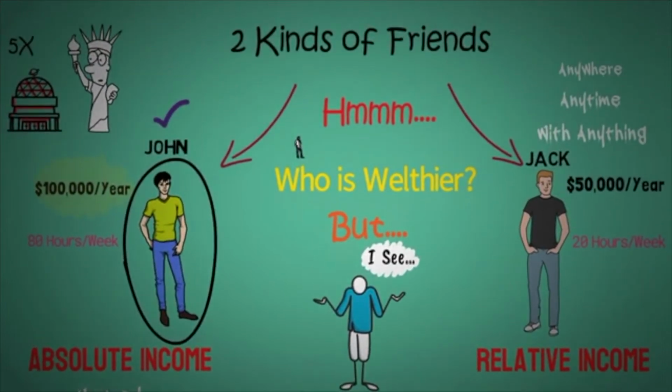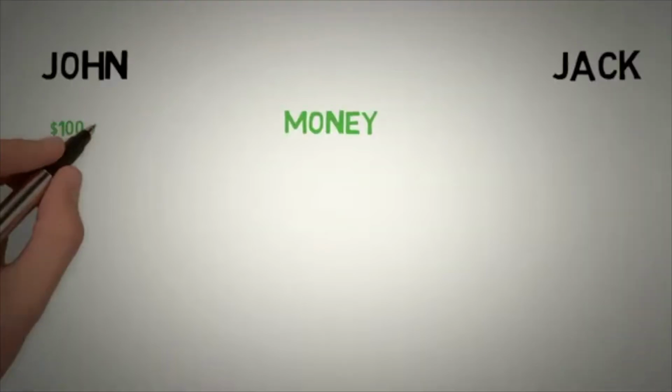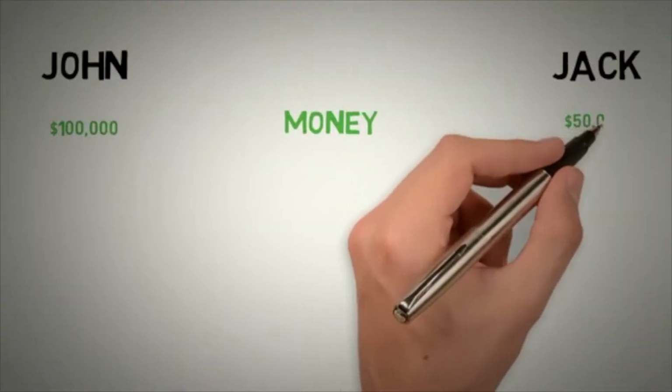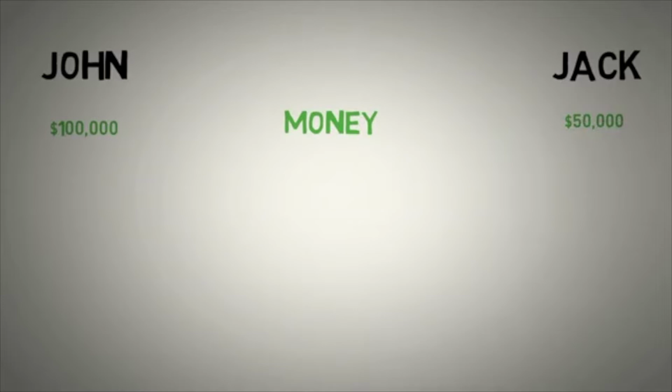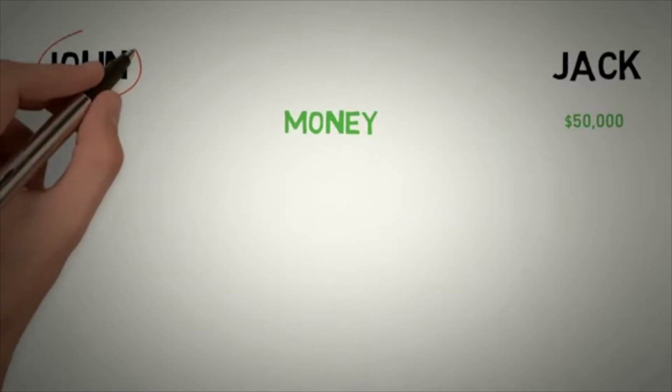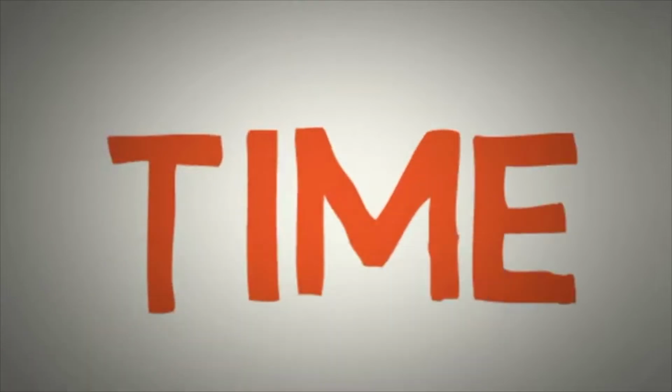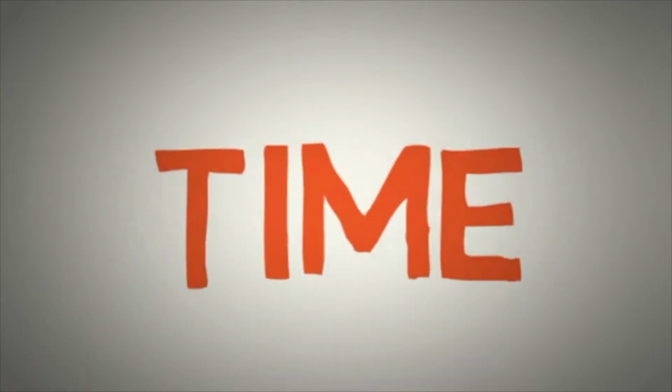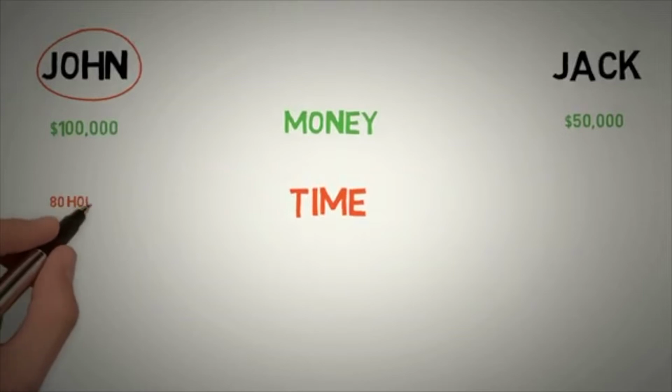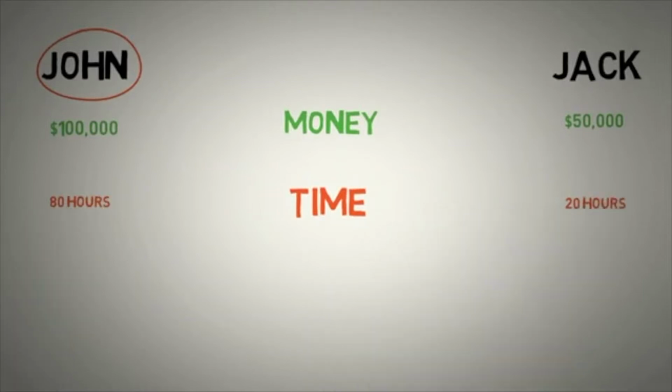And now if we go back to John and Jack, we said that John earns 100,000 a year, which is 2 times as much as Jack earns a year. So in terms of absolute income, John is absolutely richer. But now, what if we look at the time that John spends in order to make that money? He works 80 hours a week, and this is 4 times the amount that Jack works in 1 week.